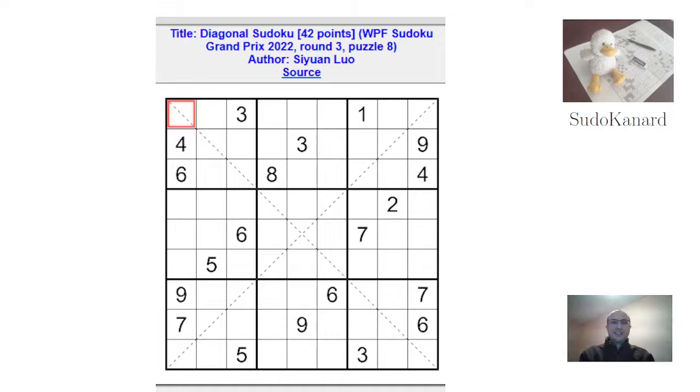Here's a diagonal Sudoku puzzle that was created by Chinese author Siyuan Luo for this round of WPF Sudoku Grand Prix. It was worth 42 points, which is kind of in the middle. And the rule is that's the usual rules of Sudoku, plus all digits must appear exactly once on each diagonal.